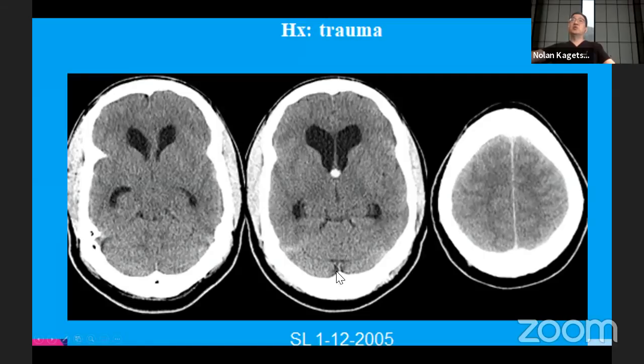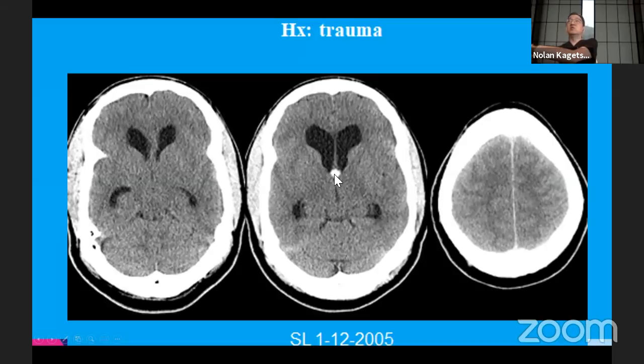So this is a patient with trauma. Sometimes I know you guys like the history of the patient, but in this particular case, the history is misleading because trauma has nothing to do with what we see here. We have to take the history into account, but there are times when we have to ignore the history.